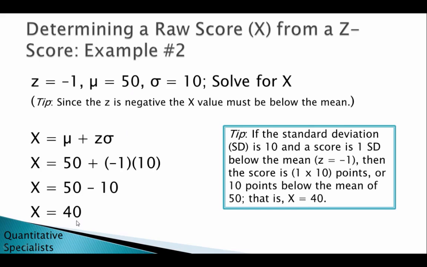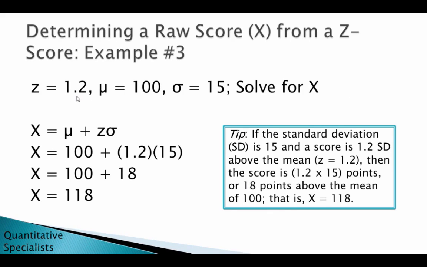In our last example here, we have a z of 1.2, a mean of 100, and a standard deviation of 15. Using our formula once again, our mean is 100, we have a z of 1.2, and a standard deviation of 15. That gives us 100 plus 18, or an x of 118. And we can see here if the standard deviation is 15, and a score is 1.2 standard deviations above the mean, or in other words, z is 1.2, then the score is 1.2 times 15 points, or 18 points above the mean of 100. That is, the score should be 118.